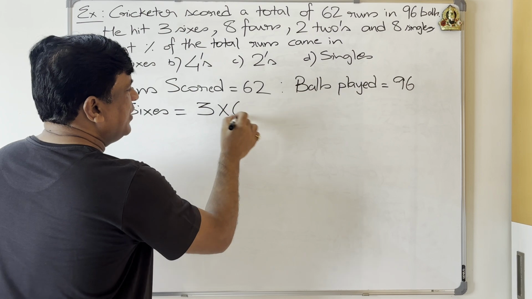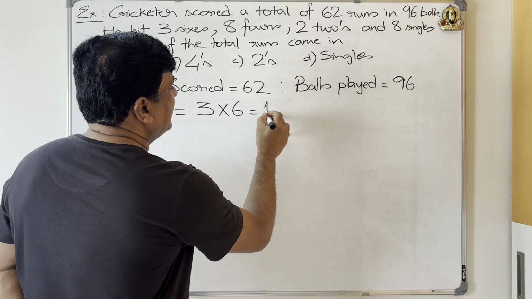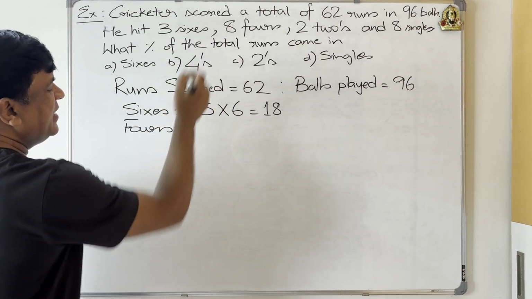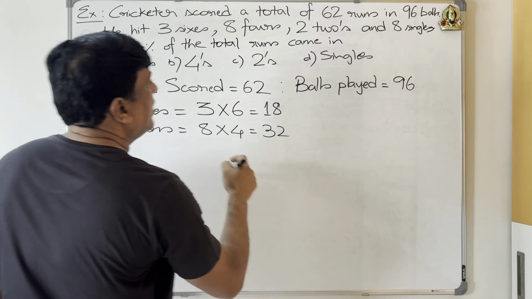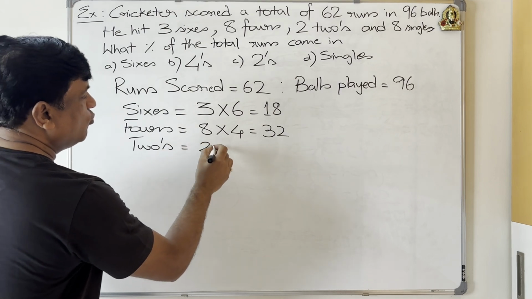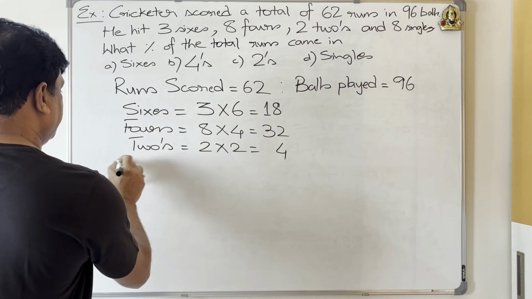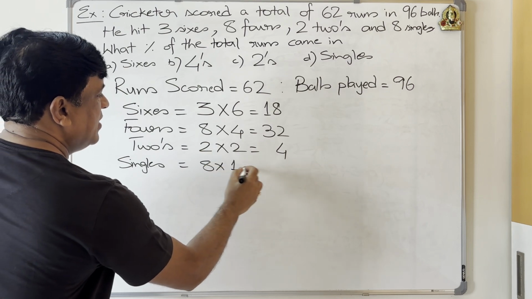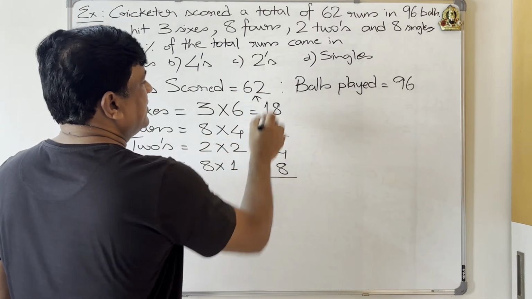So can I go ahead and calculate the number? What's the total score he is making by hitting 3 sixes? It is 18, right? Similarly, fours, how many fours did he hit? He hit 8 fours. So 8 times 4 will give me 32, right? He made 2 twos basically. So 2 times 2 will give me 4, right? And he took 8 singles. So put it as 8 into 1, which is equal to 8. Now just check if it is tallying with this one.